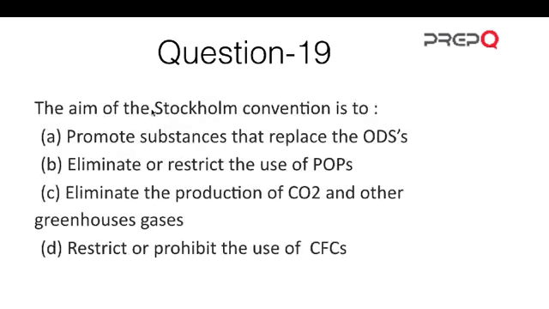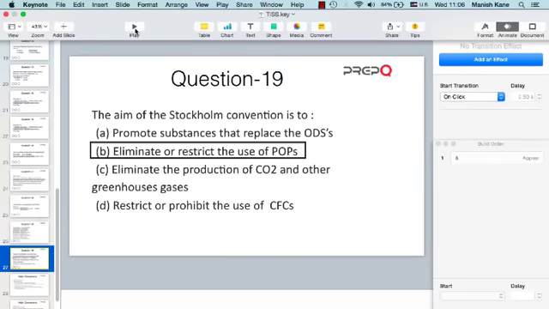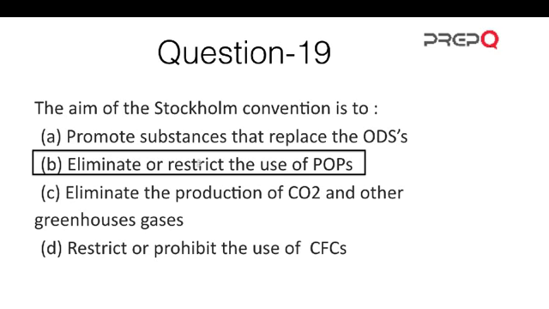Next question. The aim of the Stockholm Convention is to. So the aim of the Stockholm Convention was to eliminate or restrict the use of POPs. POP stands for persistent organic pollutants. So what is a persistent organic pollutant? It's an organic chemical substance, basically a substance that contains carbon, and these substances remain intact for long periods of time, and they basically accumulate in fatty tissues and are toxic to human and plant life.